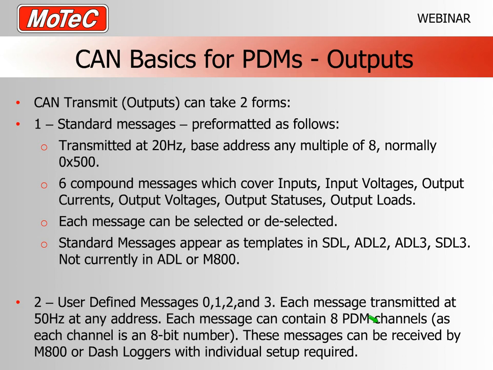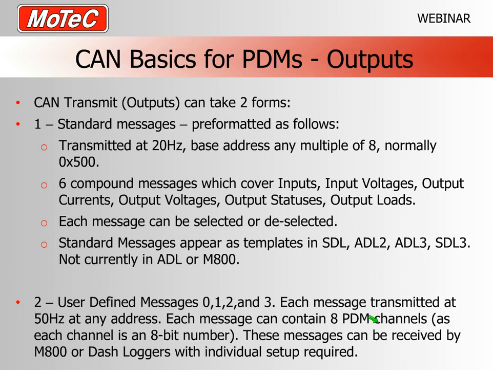So now, again, PDMs have a number of options here for how the CAN transmit messages can be used. Firstly, there's a standard message format, and what that allows us to do is transmit. There are some other devices which have this as a standard template, and so this transmits a standard bunch of messages at 20 hertz. You can set any base address you like, but we tend to use 500 hexadecimal because our other templates are set up with 500 hexadecimal. So you can therefore quickly make a connection from two different devices.